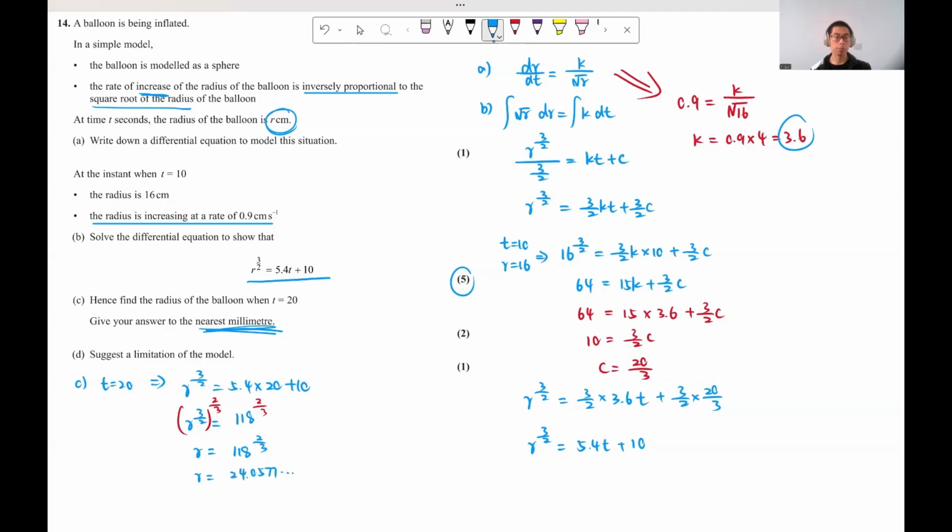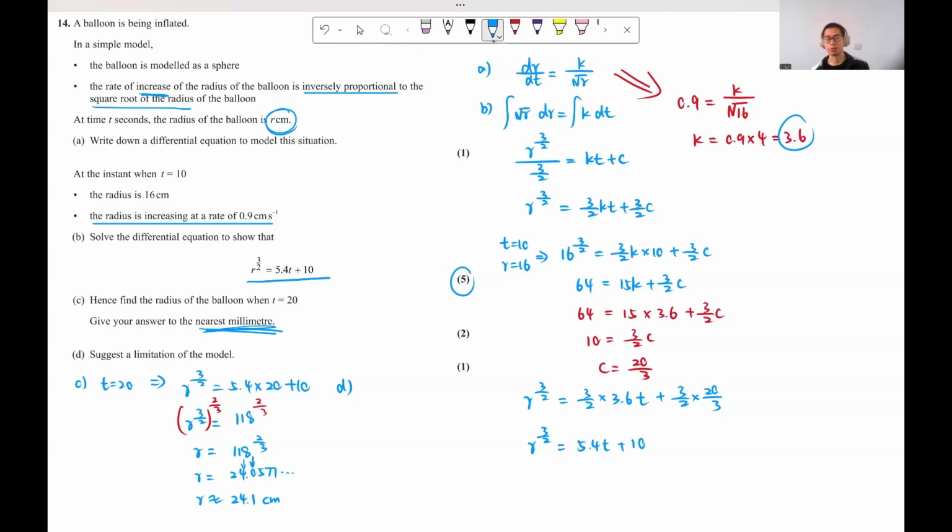24.0577. But they want us to give the answer to the nearest millimeter. So 24 is to the nearest centimeter. So 1 centimeter is equal to 10 millimeter. So like this has to be to the nearest millimeter. So then r has to be 24.1 centimeter. Okay, and then part D is suggest a limitation of the model.